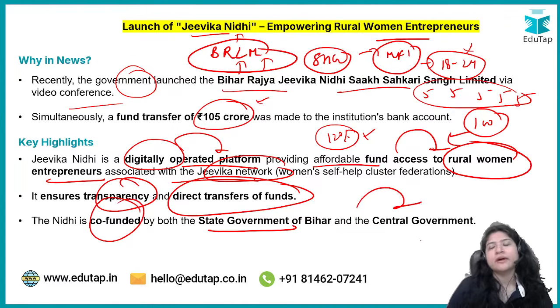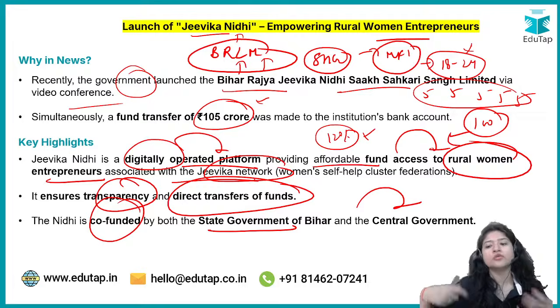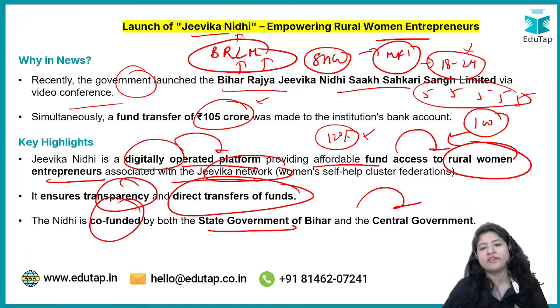Now see, what would happen to microfinance institutions because of this? First of all, of course, this scheme is restricted to Bihar, because this is the state's scheme, okay? But another thing can be that if microfinance institutions want to flourish over here, they might also reduce the rate of interest, so rural people and women entrepreneurs would have better options. They would have the MFI option also, and the Jivika Nidhi option also, to take up loans.